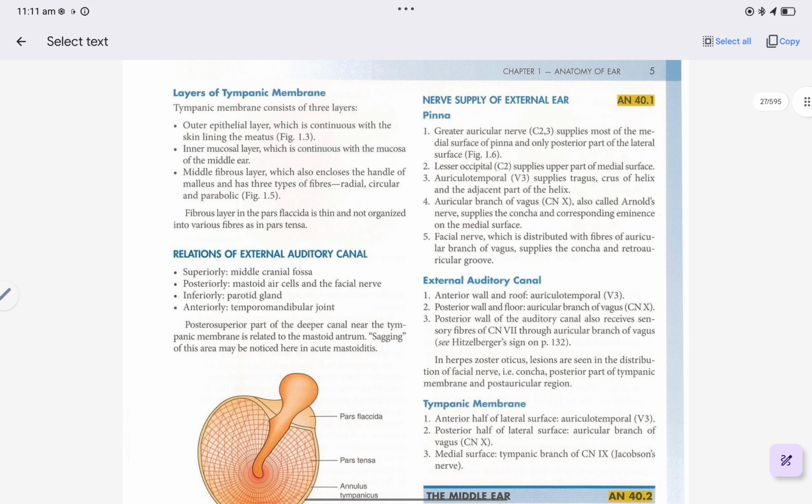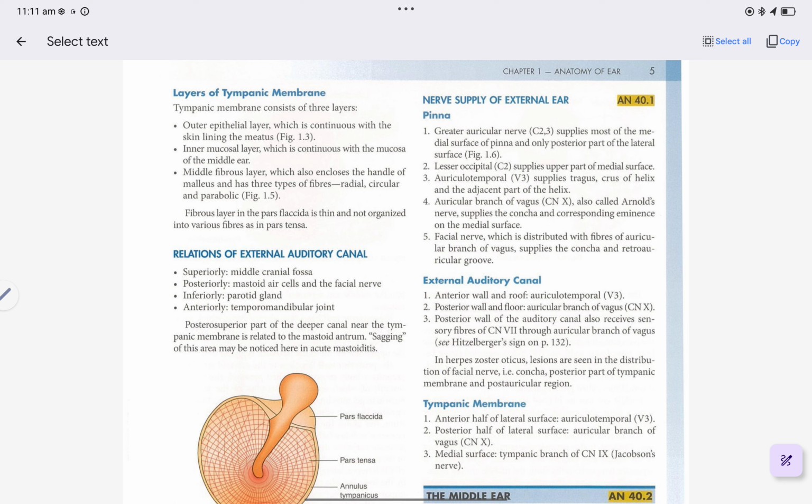Nerve supply of the external ear. Pinna: greater auricular nerve, C2-3, supplies most of the medial surface of the pinna and only the posterior part of the lateral surface. Lesser occipital, C2, supplies the upper part of the medial surface. Auriculotemporal, V3, supplies the tragus, crus of helix, and the adjacent part of the helix.